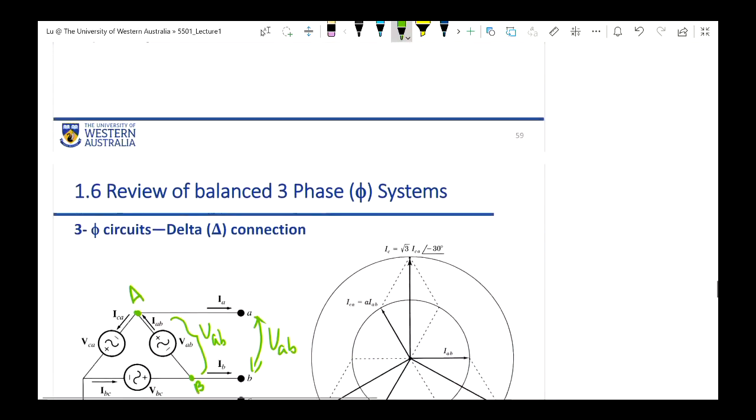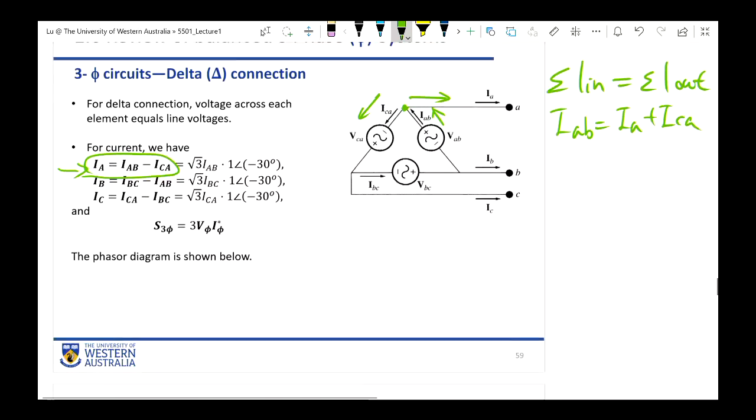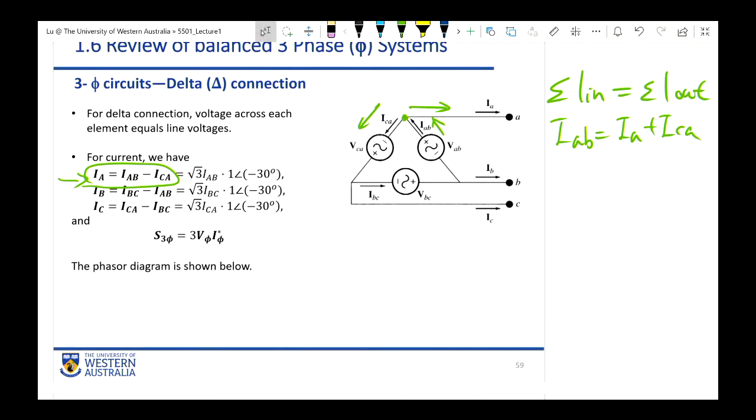So actually, in the previous slide, we have already examined the relationship between the line current and phase current. And if the system is balanced, so what's the balance again? Balance means all three voltage sources are supplying the same magnitude of voltage, but the phase angles always have a 120 degree difference between each other. This is a balanced voltage source, okay?